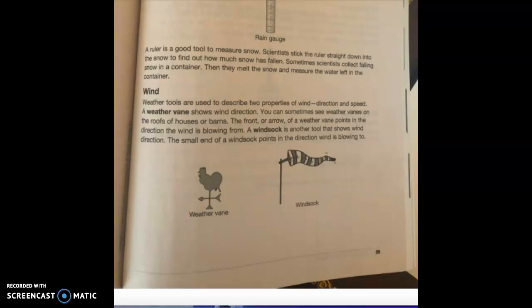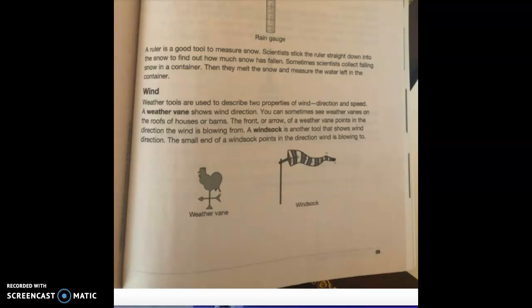So here's what that means. If a weather vane is pointing to the north, that means that the wind is traveling to the south. It's coming from the north. So you would say it's a north wind. That doesn't mean it's going north. A north wind is going south. The same thing applies for every other direction.